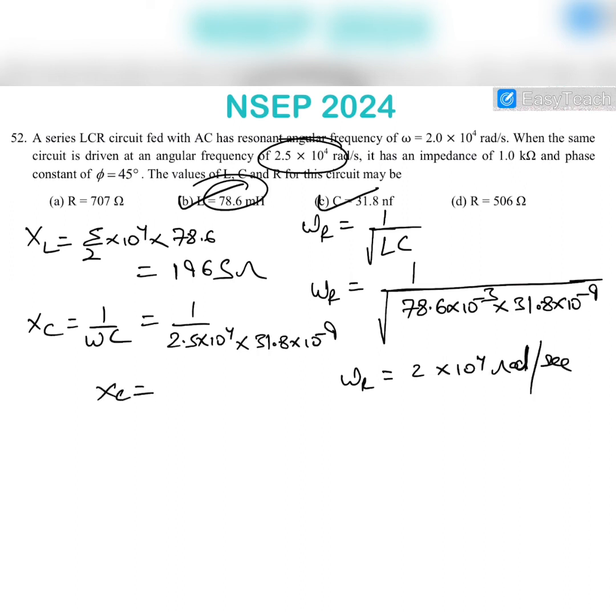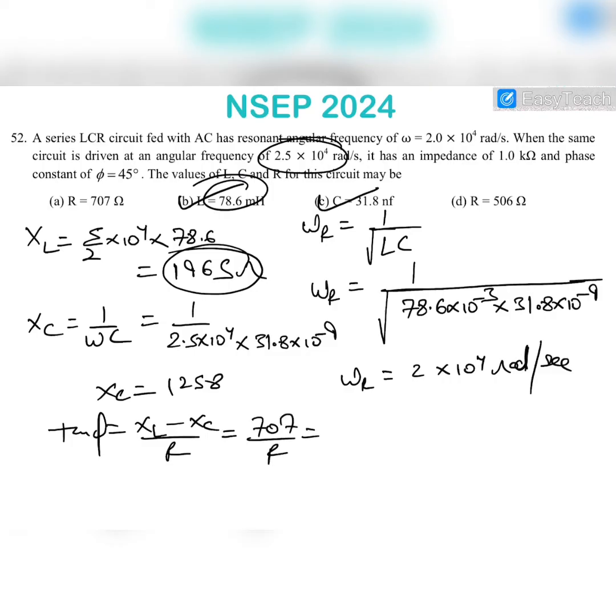So this XC will be 1258, and we know that tan phi is XL minus XC by R, and obviously XL minus XC is 707 upon R, and phi is 45 degrees, so tan phi is 1, so R will be equal to 707 ohms. So the correct answers are A, B and C. Now we move on to the next question.